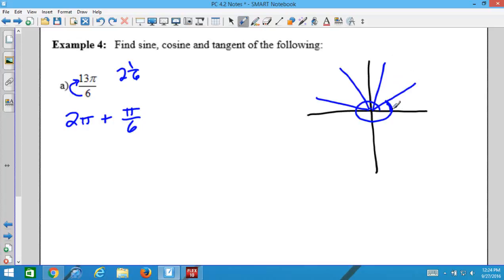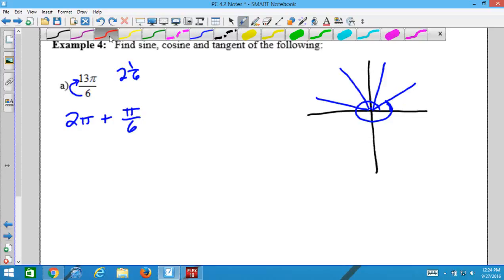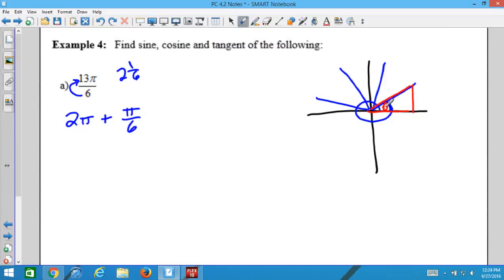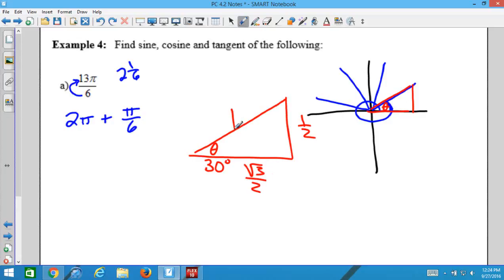I do not need the full 13 pi over 6. I only need the reference angle, which is pi over 6, which is what degrees? 30 degrees. So once I've figured out the reference angle, then I can put all my sides in. Across from 30 is always the 1/2. Whoa, I already divided by 2. And then this one's square root of 3 over 2. And then this one is 1, because it's a unit circle.